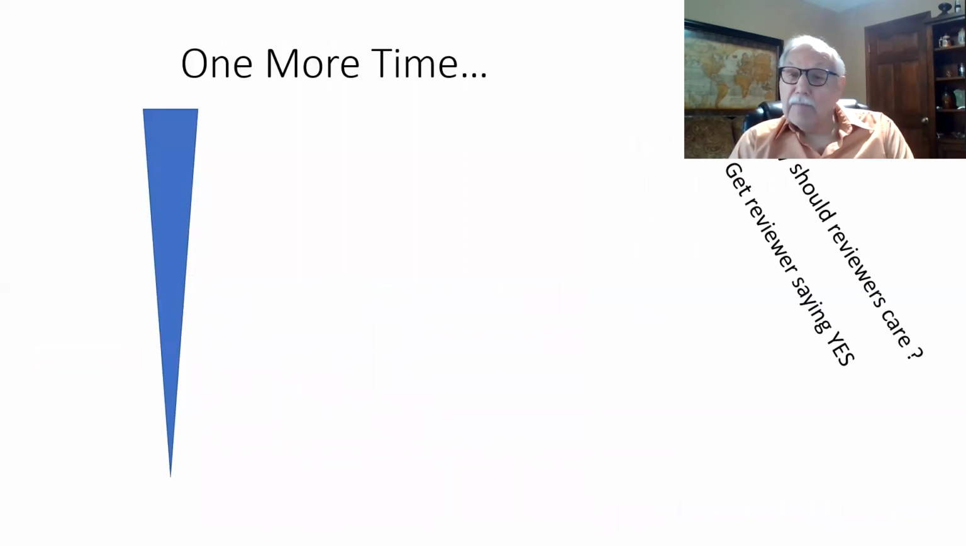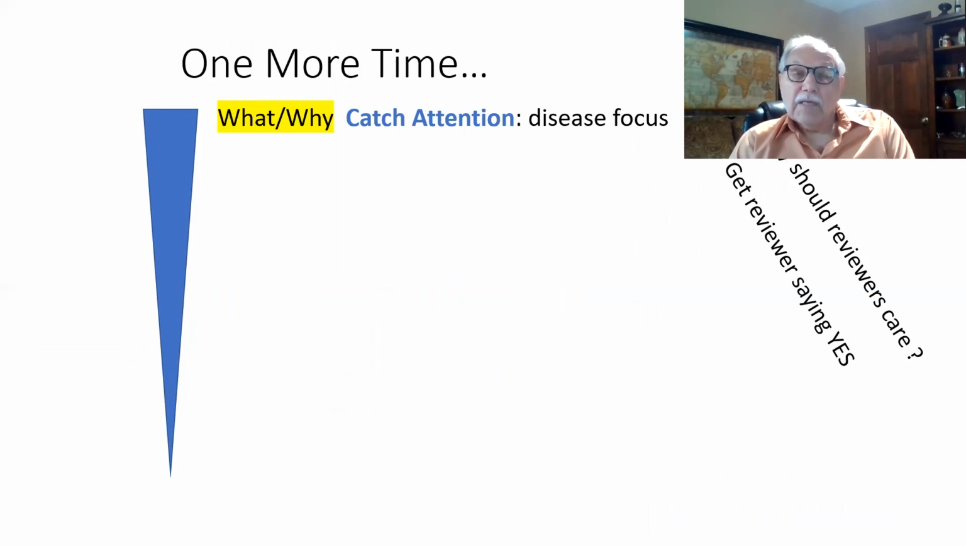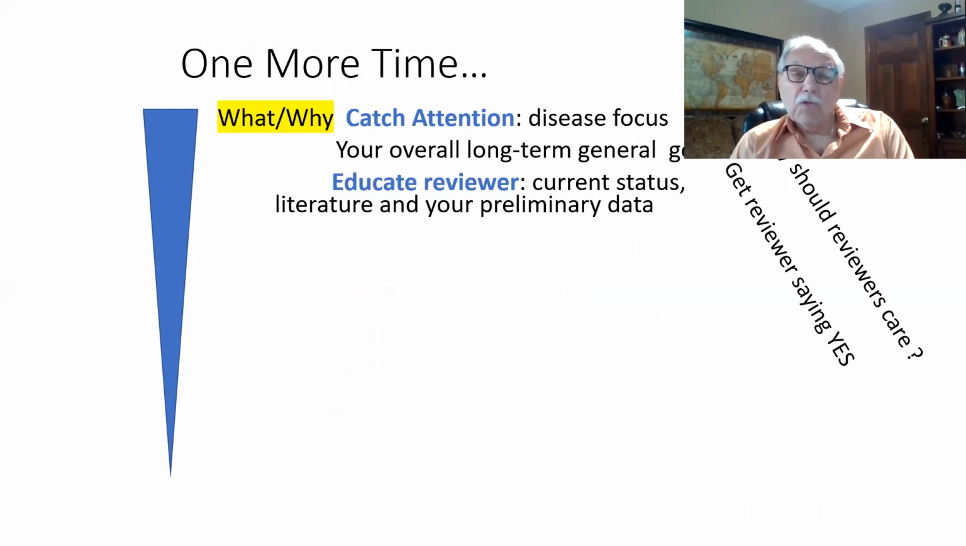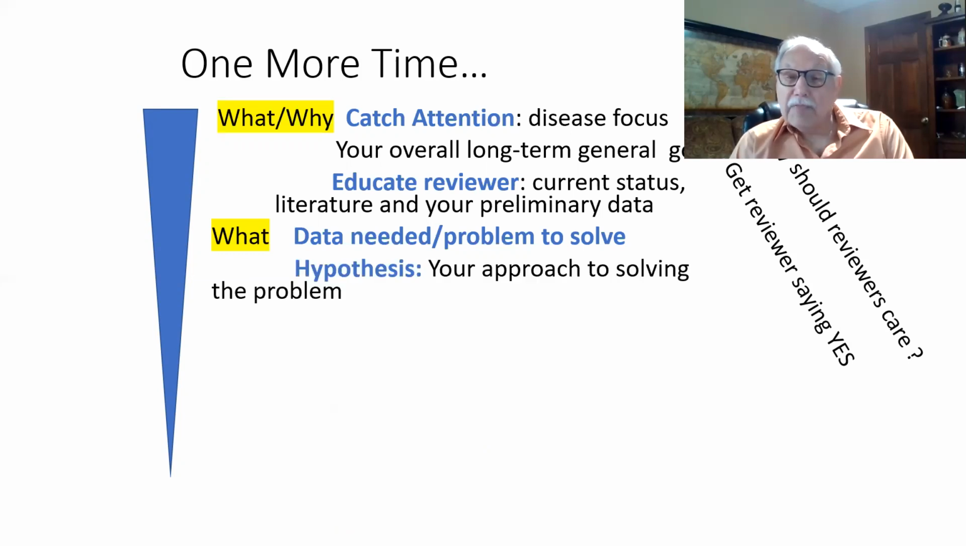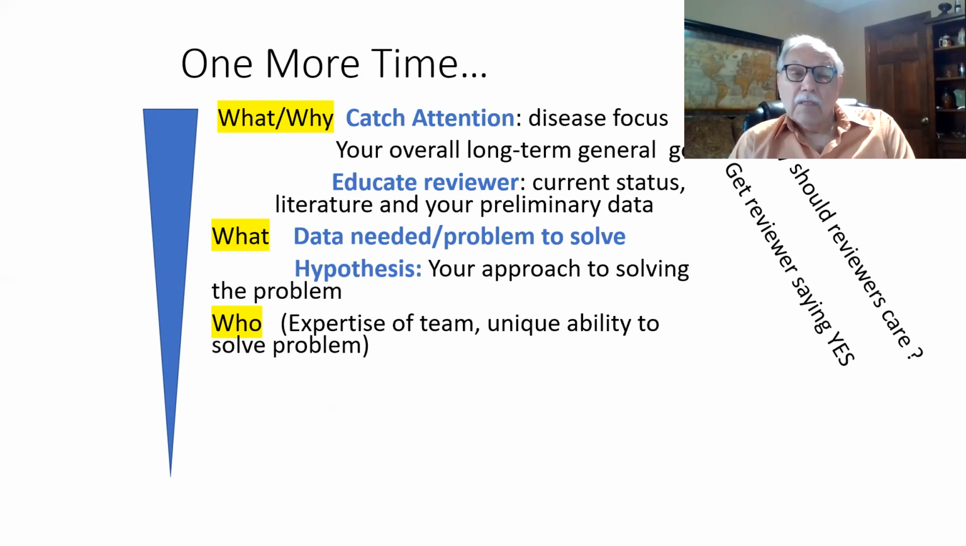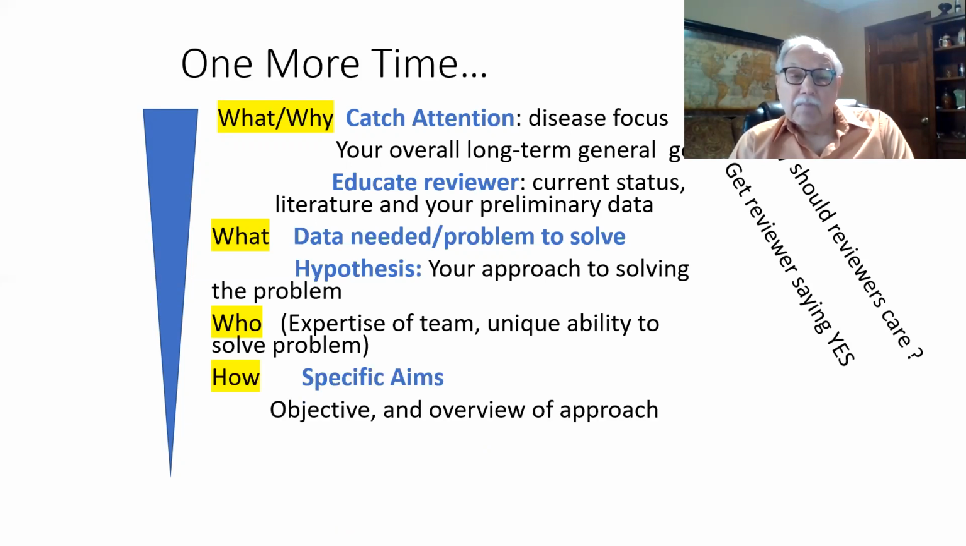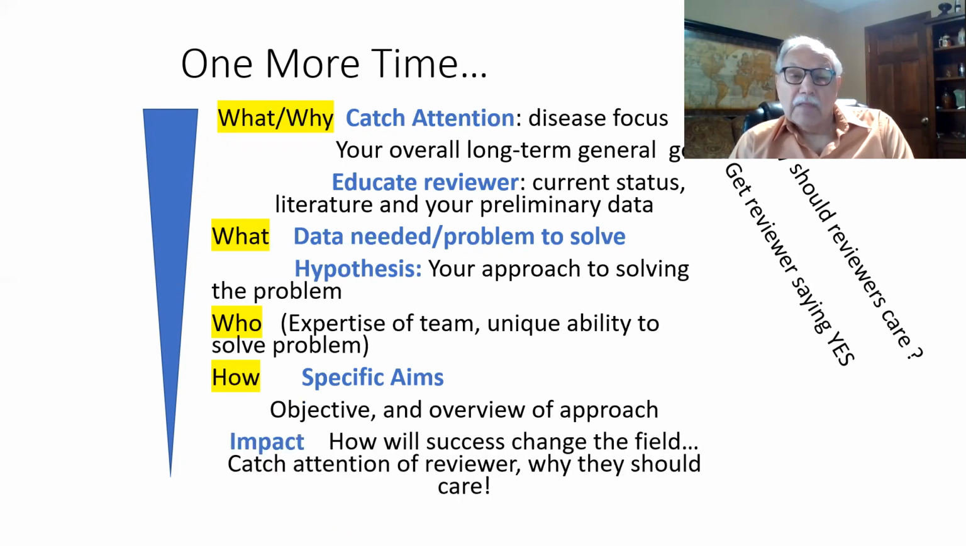So just one more time in summary. Catch the people's attention, the reviewer's attention with some disease focus, some very important problem. Then your overall goal, educate the reviewer of the current status of the literature in a nice flow. What the problem is that needs to be solved, or the data that's needed, your hypothesis to solve the problem. Who's going to do it? If you want to add that, something about the expertise of your team, the specific aims, and then the impact.